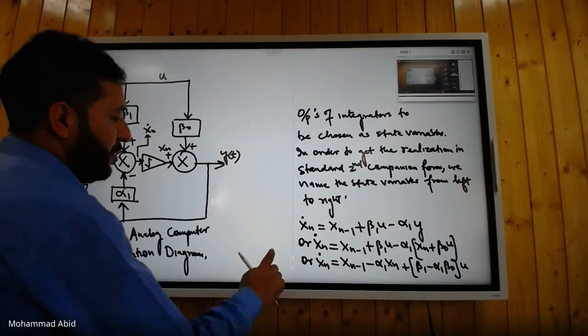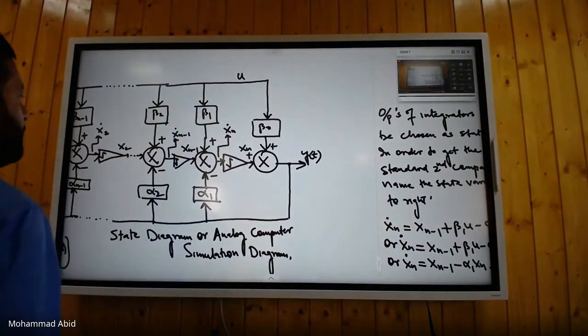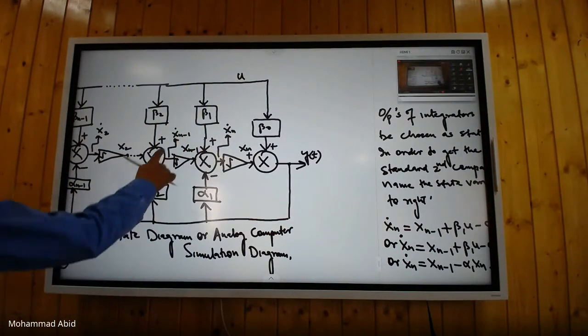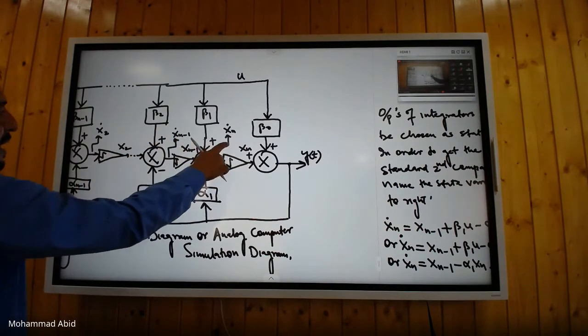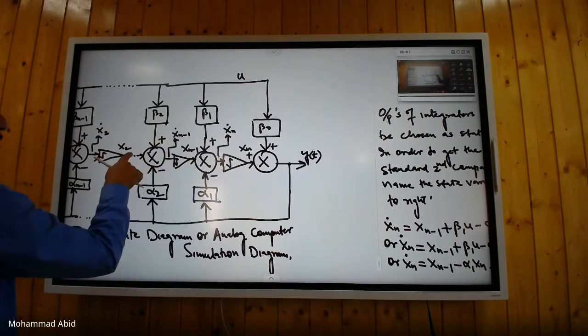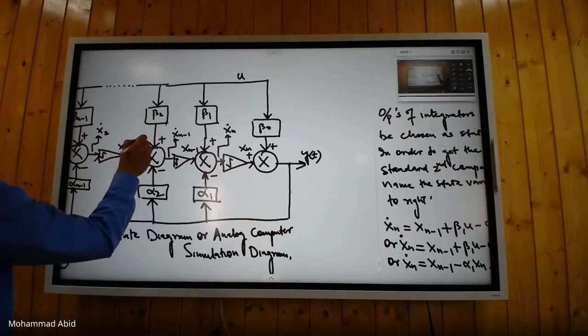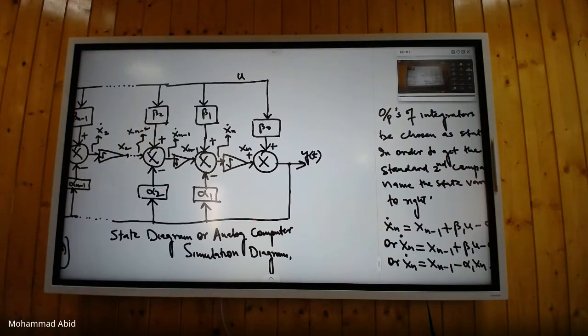Similarly, I will write down the equation for xn minus 1 dot. Look, this is xn minus 1 dot. By the same analogy, as you can see here, in xn dot we had xn minus 1 here. In xn minus 1 dot, this signal will be xn minus 2. Isn't it?